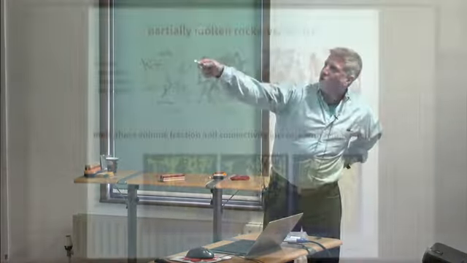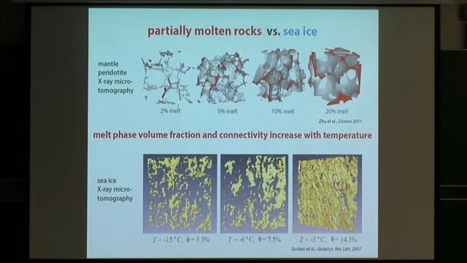So this is partially molten rocks here versus sea ice, and this is some of her X-ray tomography that you've just seen a whole lecture on, where there's 2% melt. This is the X-ray tomography of the melt phase, 5%, 10%, 20%, and so on. And here is some of our X-ray tomography of the brine phase in sea ice. So sea ice is a composite material of pure ice with primarily brine inclusions, which are basically the melt phase. There's also a little bit of air as well. And again, this is some of our X-ray tomography. There's some different structure, but there's an awful lot of similarities, as you will see.